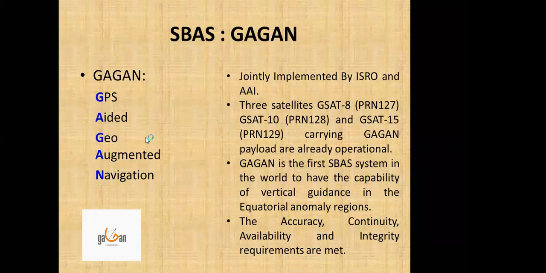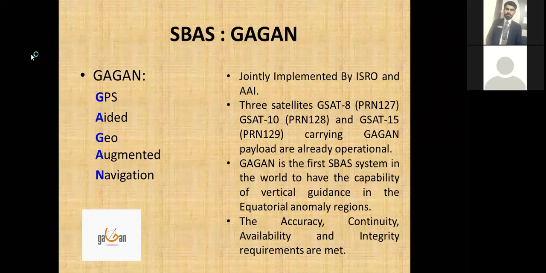Later, the concept of IRNSS came. Currently there are 3 satellites dedicated to GAGAN: GSAT 8, GSAT 10, and GSAT 15. They transmit signals in the L1 band. They transmit corrections and integrity information to the user, telling whether to use GPS or not. GAGAN is the first satellite-based navigation system providing vertical guidance in an equatorial anomaly region. Actually, India is in an equatorial anomaly region.